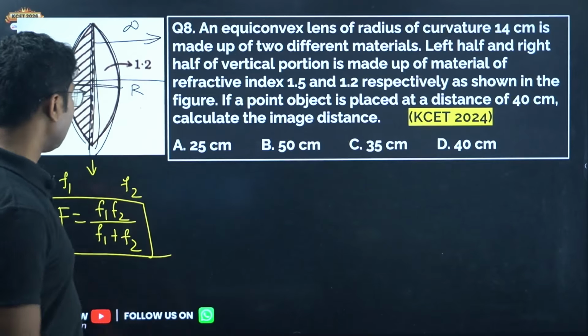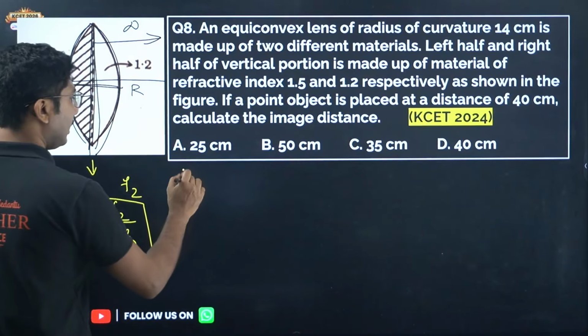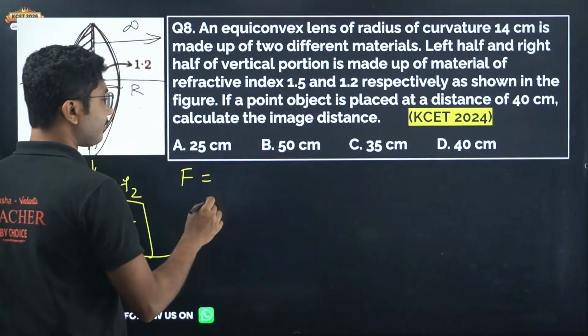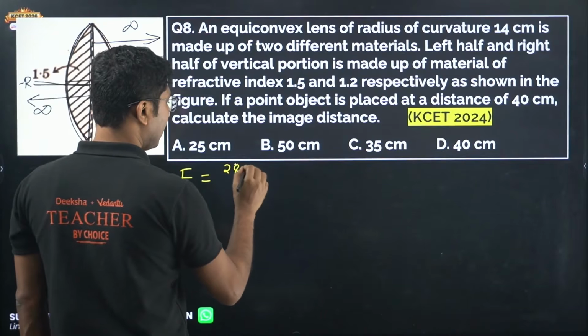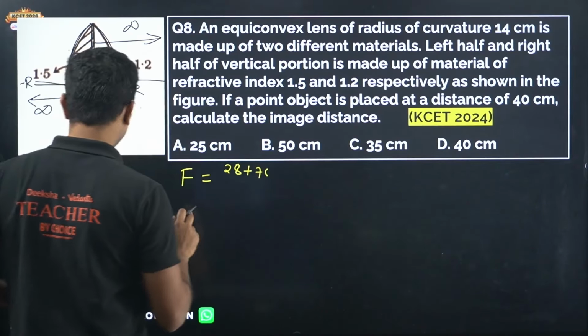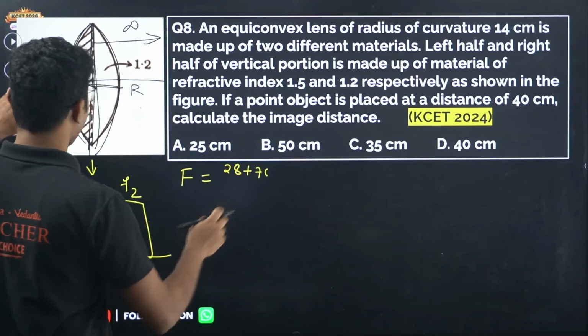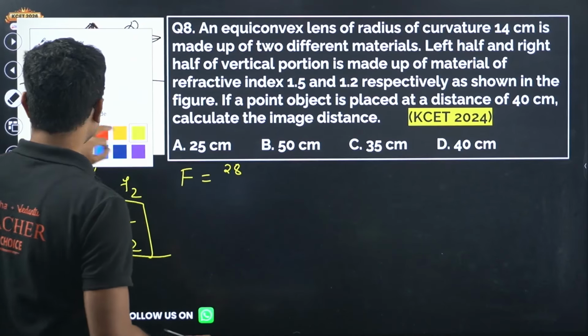Now we will go back to this equation and calculate the equivalent focal length, which turns out to be 28 into 70 divided by 28 plus 70.